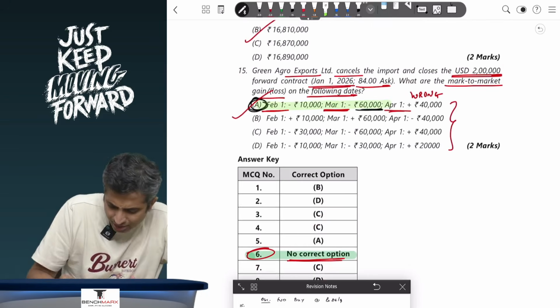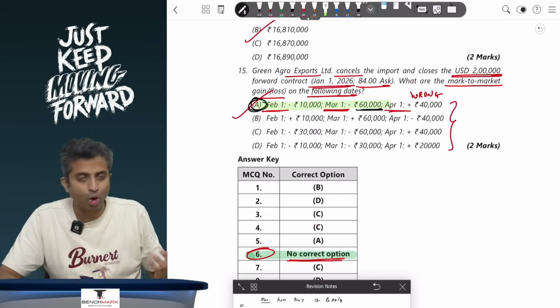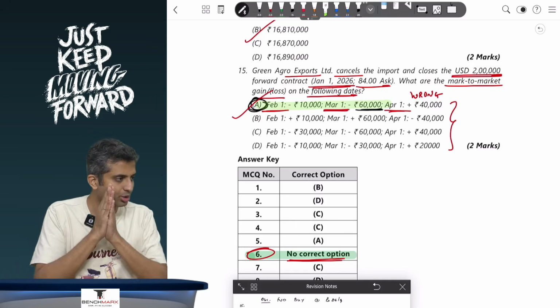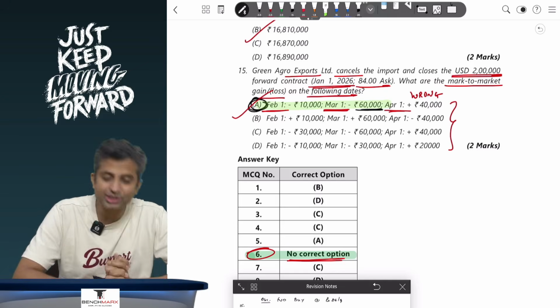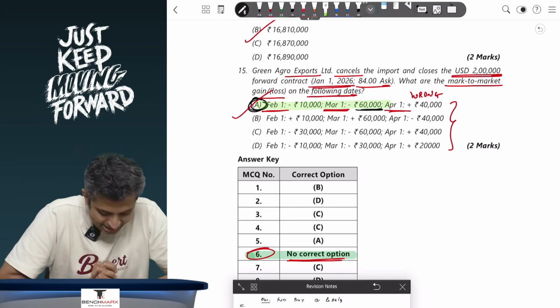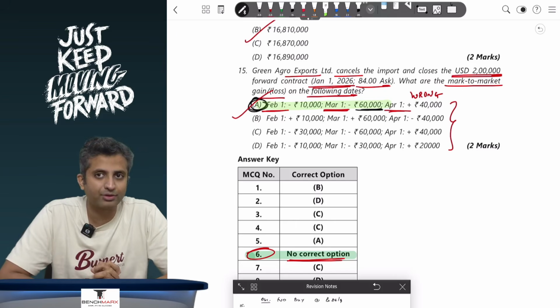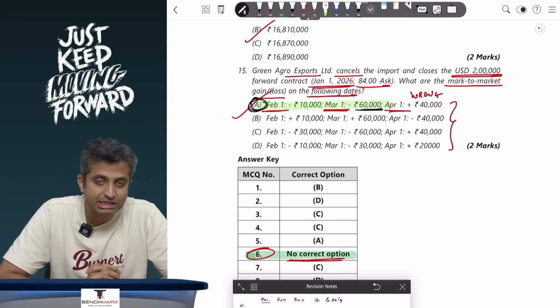The last one, I'm not very sure, but there is no other option where the first two are correctly done. So you can pray to God and select this option. And that, ladies and gentlemen, boys and girls, takes you to the end of arguably the most challenging paper.